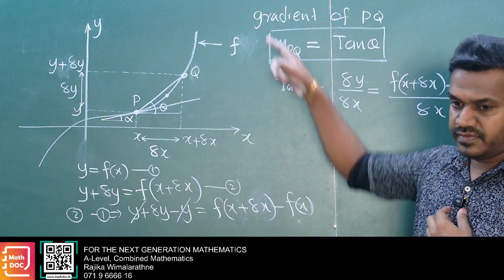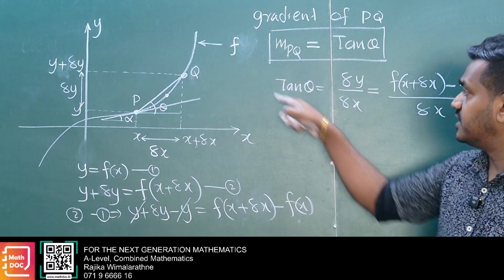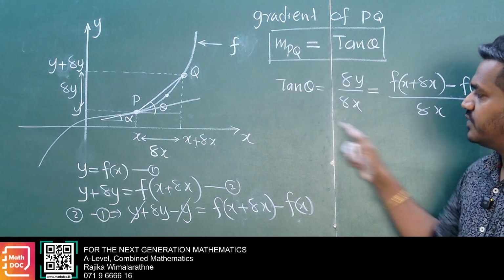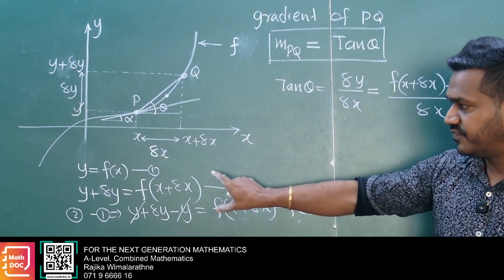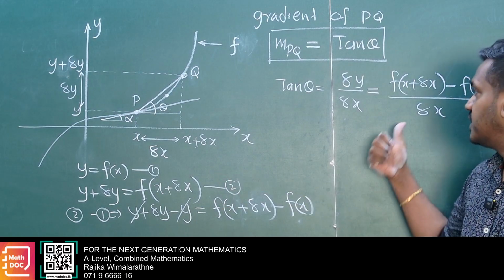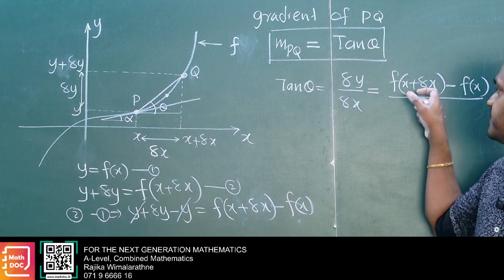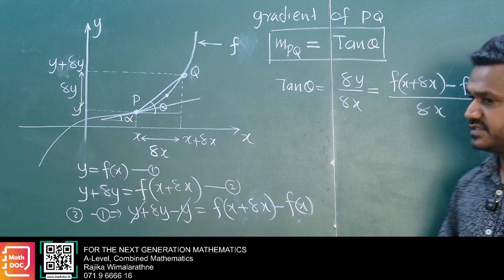Then you write starting here. First write the gradient of PQ and thereafter you go to here. Then finally replace delta y with f(x plus delta x) minus f(x) over delta x. Do up to that.